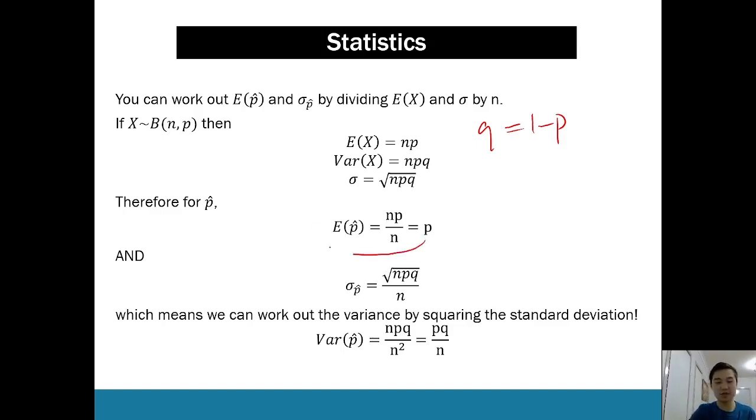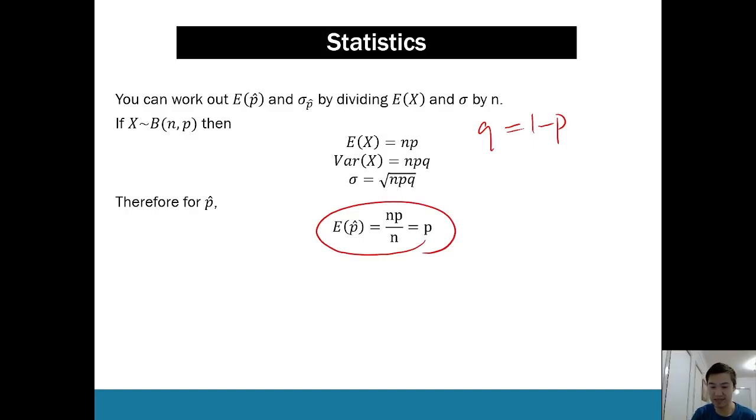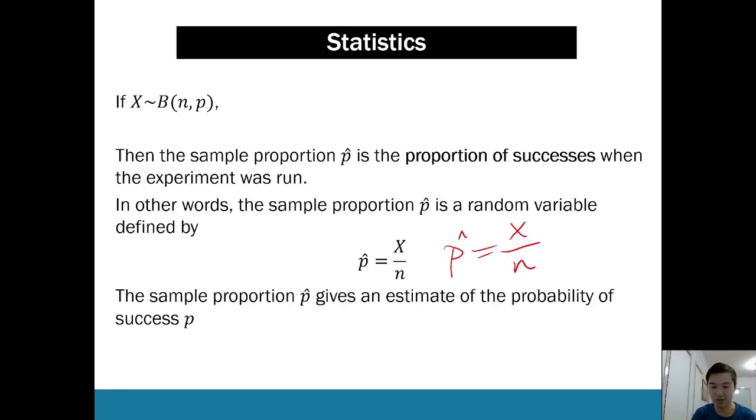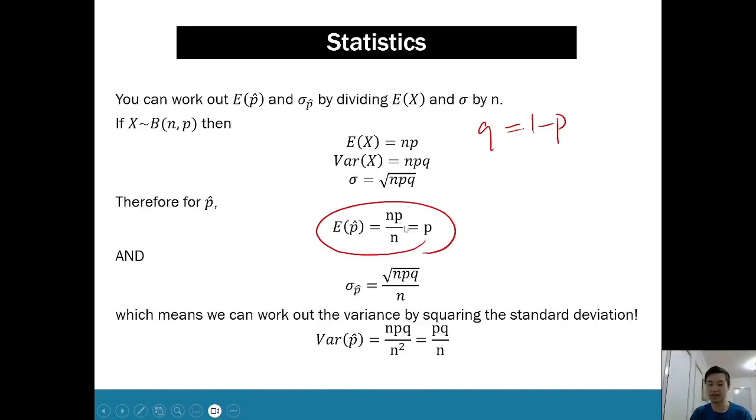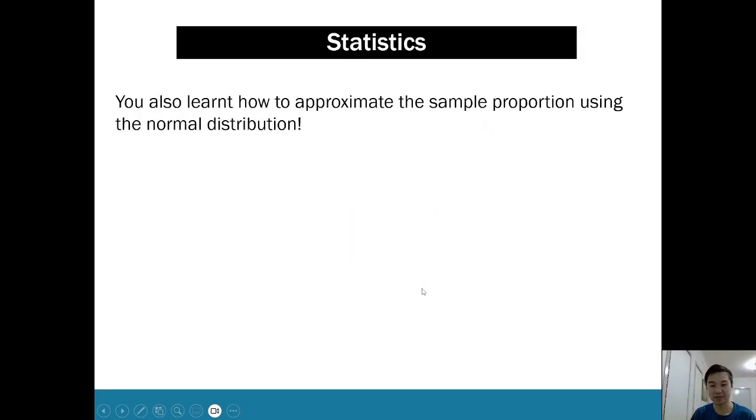So yeah, that's a really cool result. The expected value of the sample proportion is p, which makes sense because it's supposed to be an estimate of your probability of success. So your expected value of what the sample proportion should be is your actual p, and then your standard deviation is root npq over n.